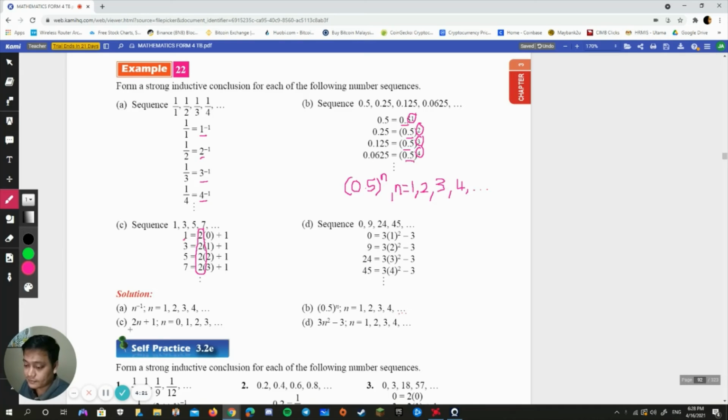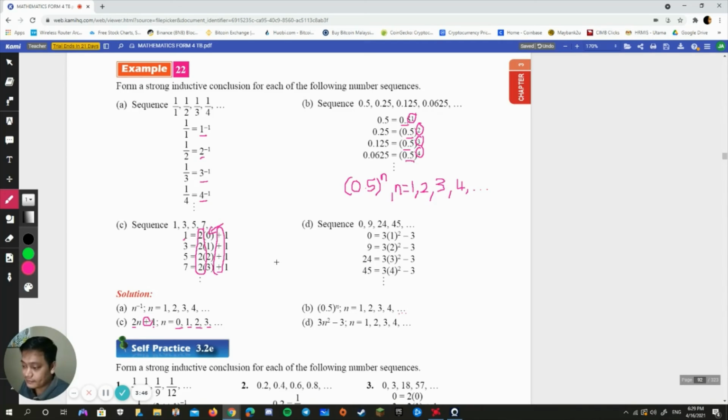So you rewrite 2. And then for the changing value, you represent it with n. Then addition here, and then 1. So you rewrite 1 here. And then you write down the value of n. Here it starts with 0: 0, 1, 2, 3.